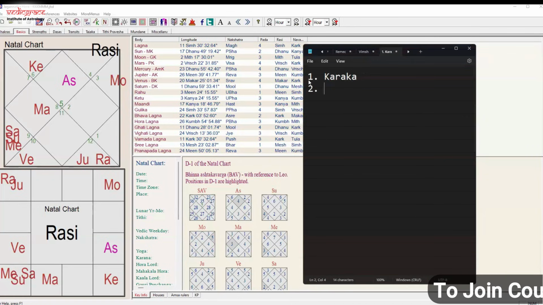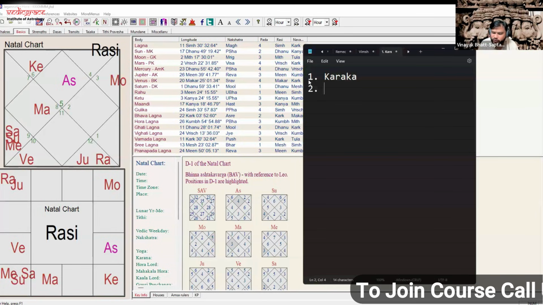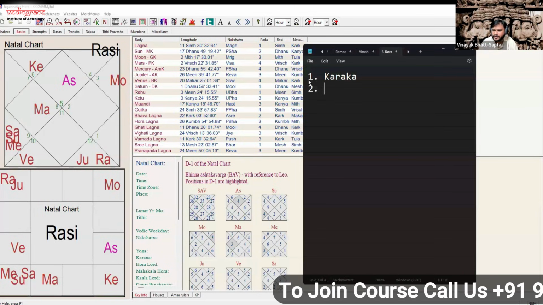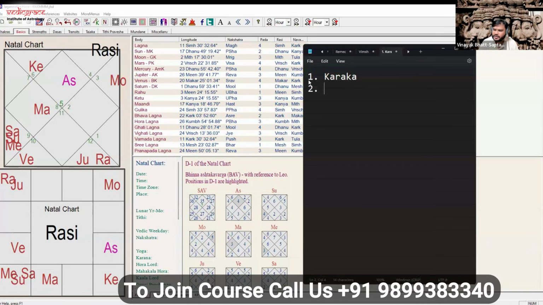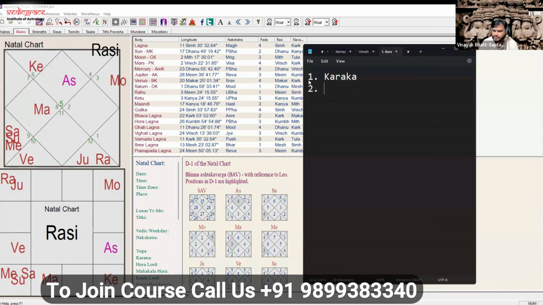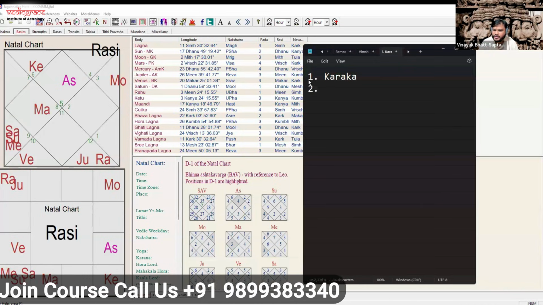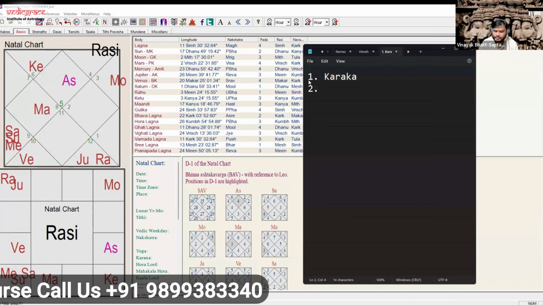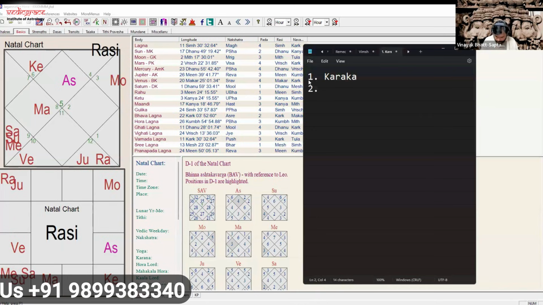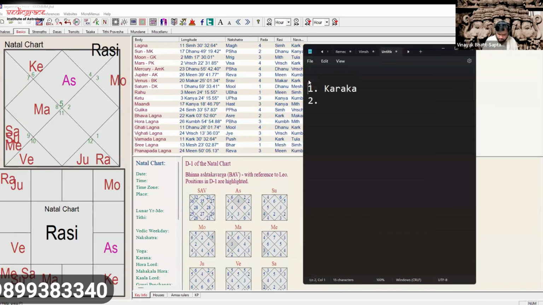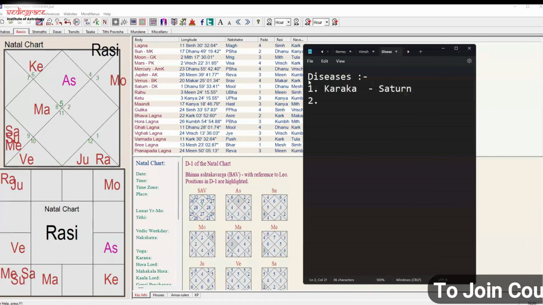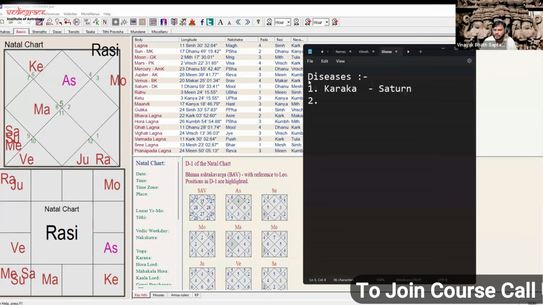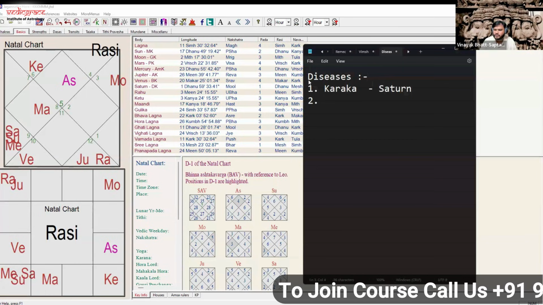Second, if you read Parashar, many of you think the second point is Lagna. After karakatwa, we should see the Lagna of the chart. Let's say I am taking the example of diseases. I will explain this whole concept with respect to disease. Karaka of disease is what? Saturn. Then in Parashar, what will you do for disease assessment?